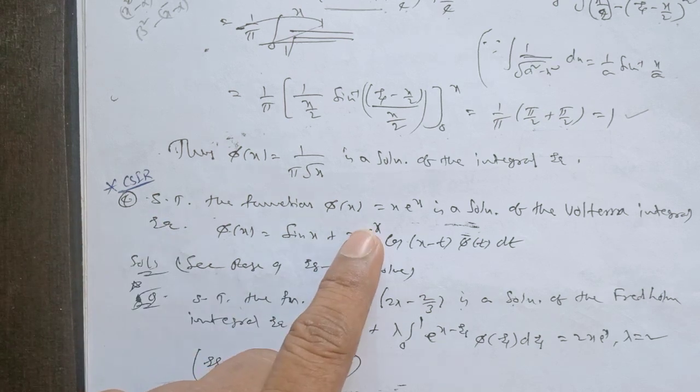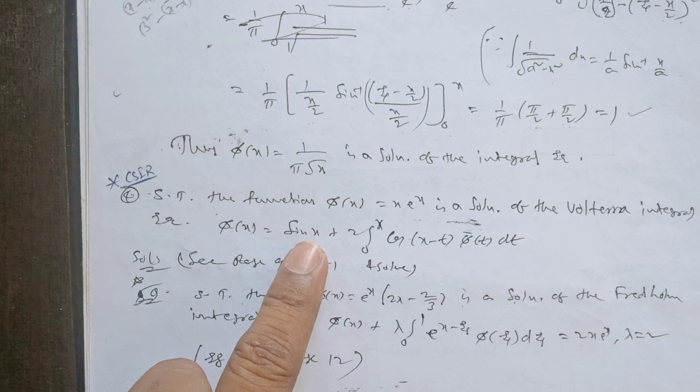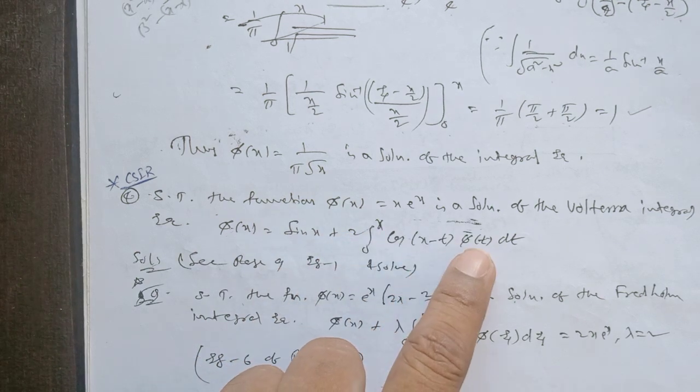Show that the function phi of x is equal to x e power x is the solution of the Volterra integral equation phi of x is equal to sin x plus 2 times the integral from 0 to x of cos of x minus t into phi of t dt.